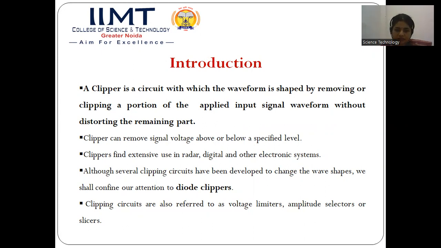For example, in a waveform, if we have certain noise which we don't require, then we can simply clip out or remove that portion with the help of clipper circuits without distorting the remaining part of that waveform. Clippers can remove signal voltage above or below a specified level. That level can be specified, and it removes the signal voltage above or below that level.